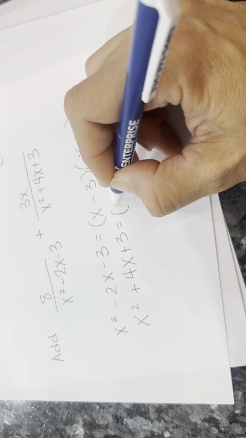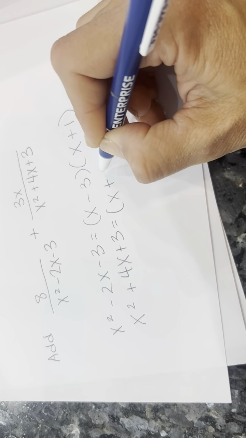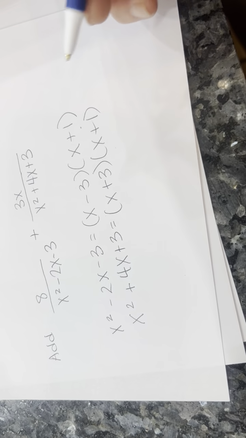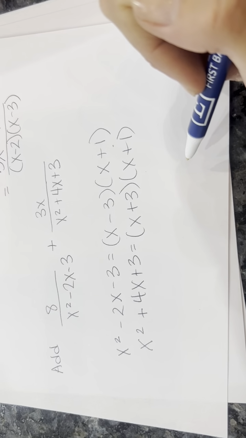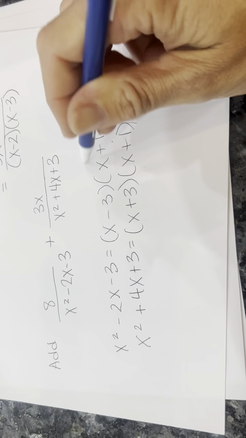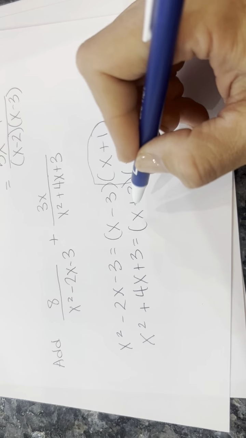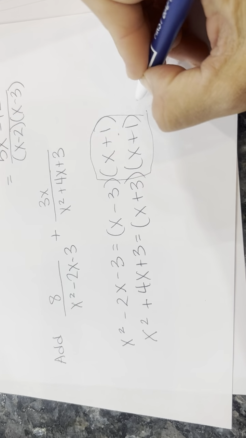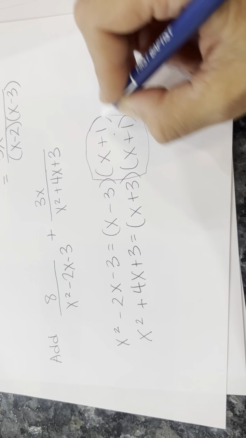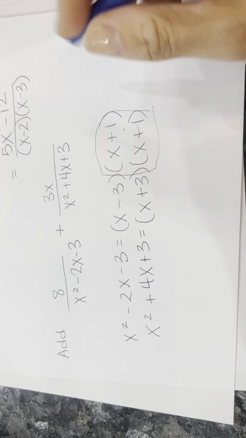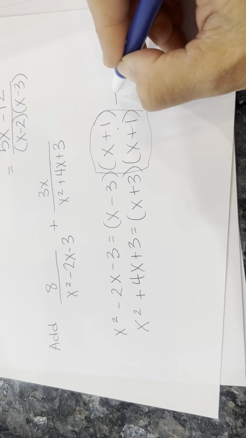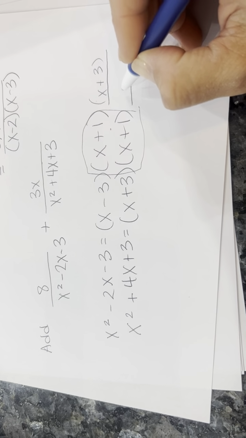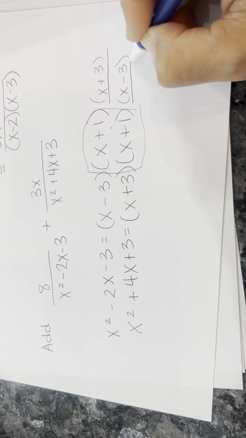All right, and then I have x squared plus 4x plus 3 in my other denominator. So when I factor that, that's going to be x plus 3 times x plus 1. Okay, so then we see here that we have this in common already, but this one is missing the x minus 3. Okay, so we're going to need that. And this one is missing x plus 3. So we're missing x plus 3 here. And here we are missing x minus 3.